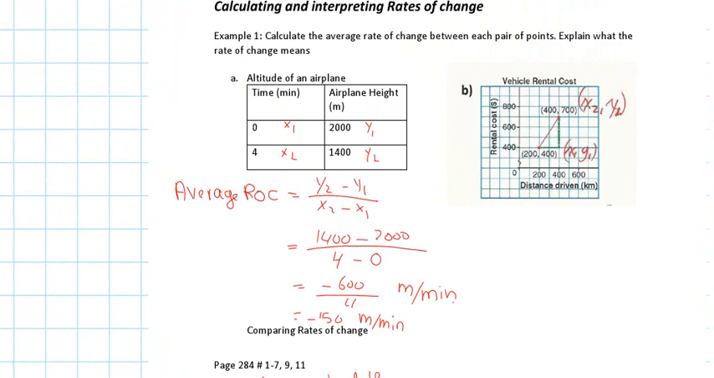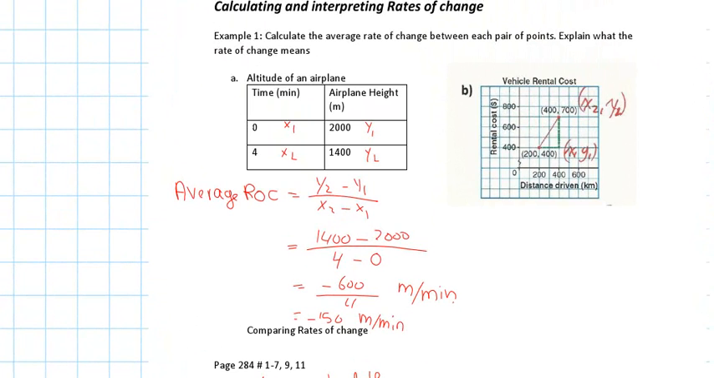So they gave me 2 points on the graph. They gave me that if you drove for 200 kilometers, you're going to pay $400. If you drove for 400 kilometers, you're going to pay $700. How do I find the average rate of change? I can do rise over run, right?